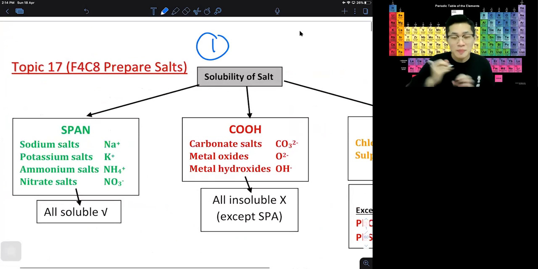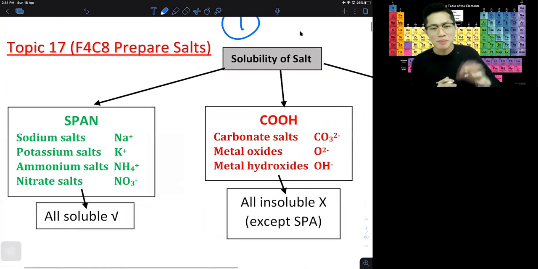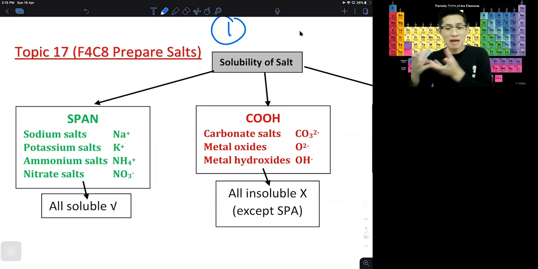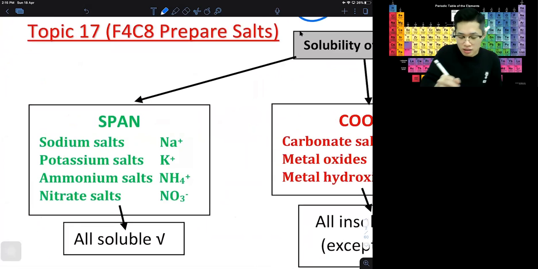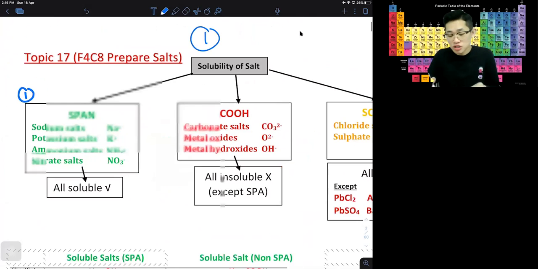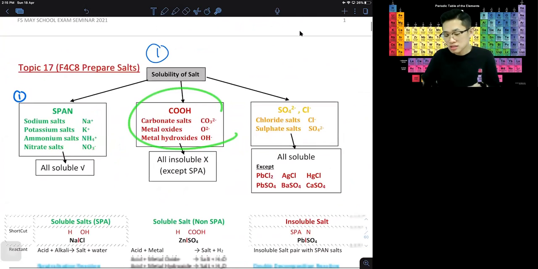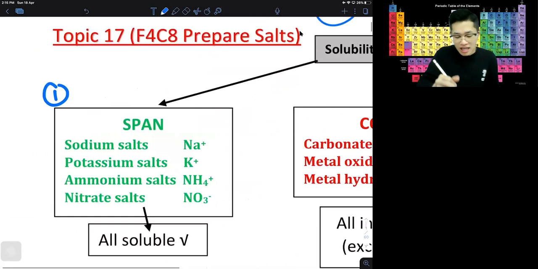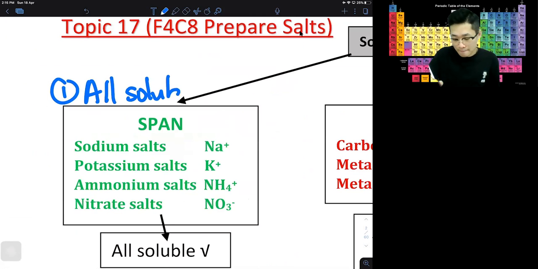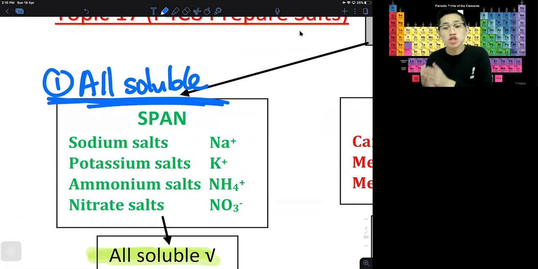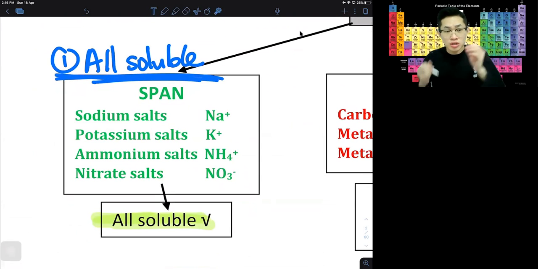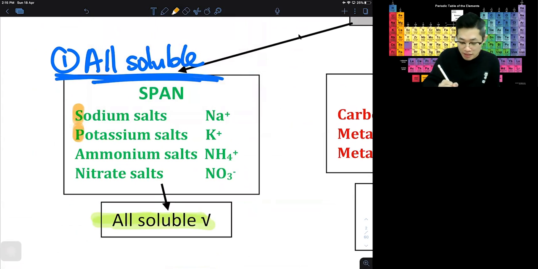First thing, solubility of salt. So how do people memorize whether a chemical substance is soluble or insoluble? This is the way. You can see this is our first group, second group, third group. In the first group, they are all soluble salts, meaning when the chemical substance has sodium, potassium, ammonium, and nitrate.